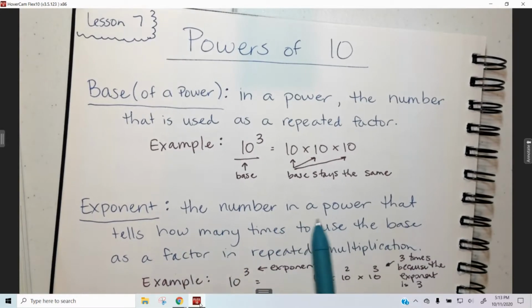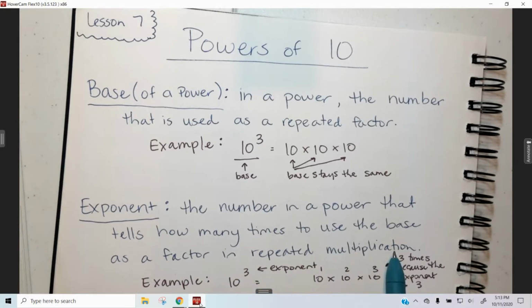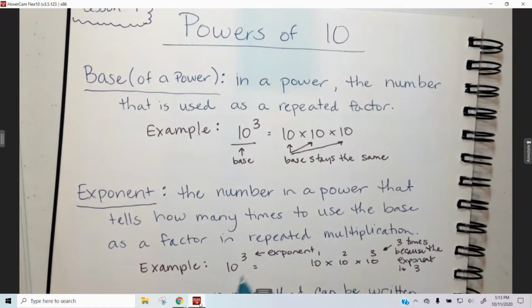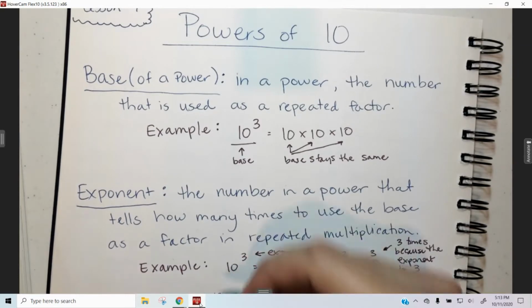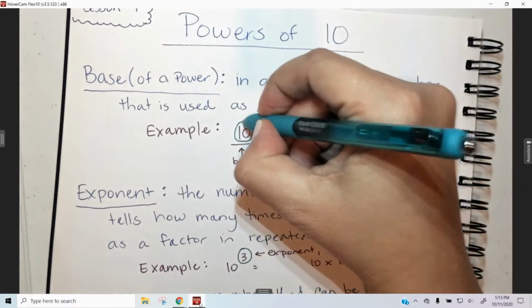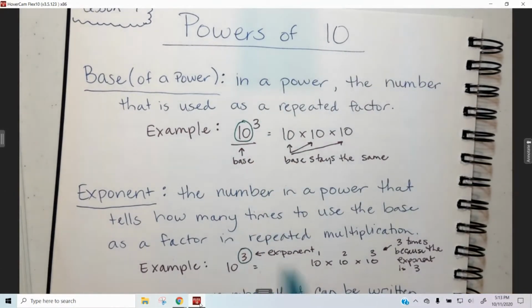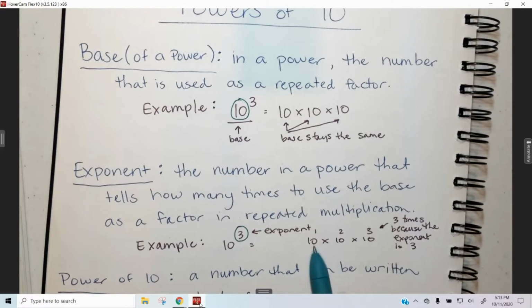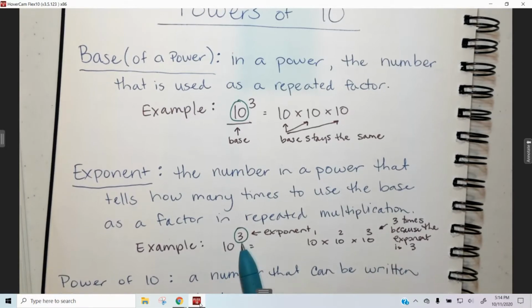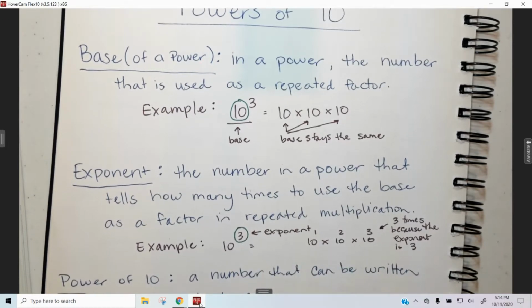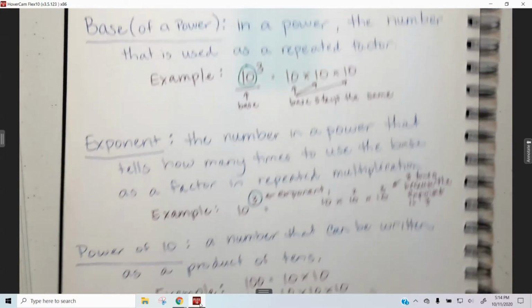And that takes us to the exponent. The exponent is the number in a power that tells how many times to use the base as a factor in repeated multiplication. So for example, in 10 to the third power, the base is 10, okay? The exponent is 3. So we're going to multiply the base number 3 times, because the exponent is 3. If this exponent had been 4, we would multiply 10 4 times. If it had been 1,000,000, we would multiply 10 1,000,000 times. And the number would grow exponentially, which is where the word exponent comes from.